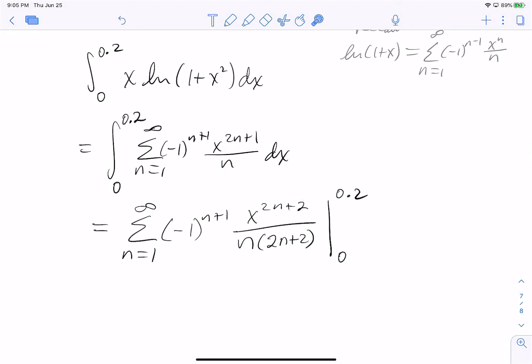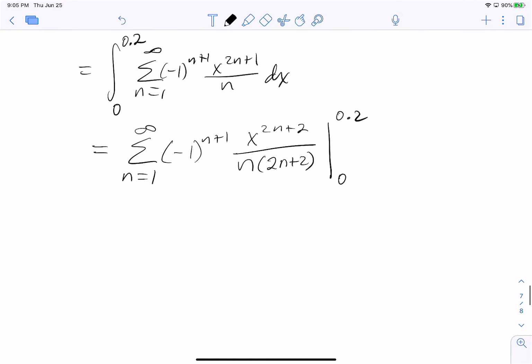Here's what needs to happen now. We need to evaluate this sum with a bunch of terms at 0 and 0.2 and take the difference. We're still going to use the second fundamental theorem of calculus. So let's get this done. If n is equal to 1, the starting point for our index, then we have negative 1 to the 1 plus 1, so a positive 1 there. And then if n is 1, the exponent on x, 2n plus 2, is going to become 4, right? But we're going to evaluate this at 0.2.